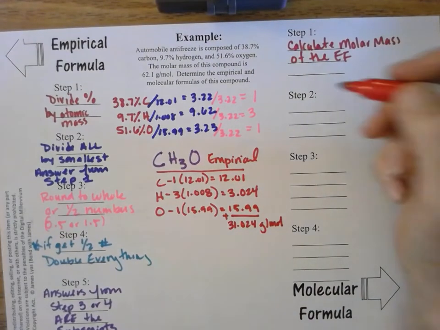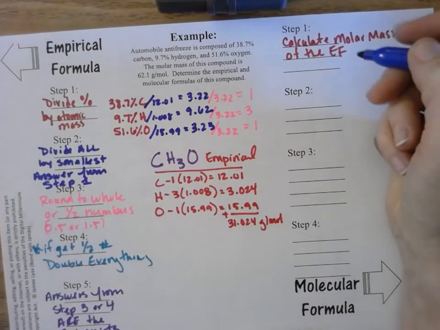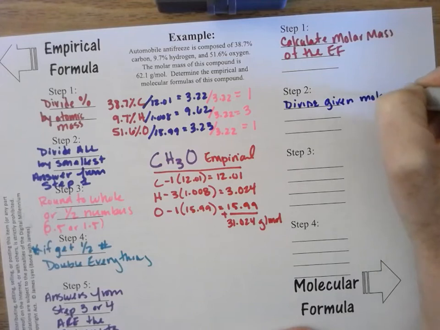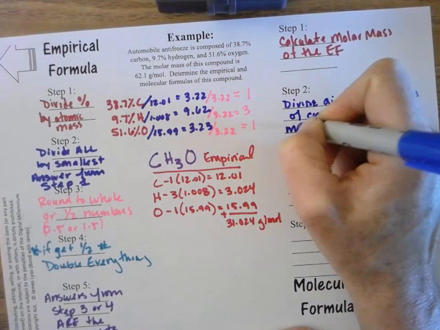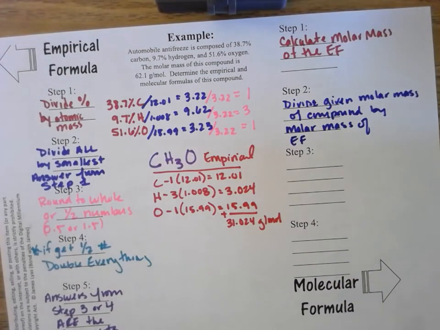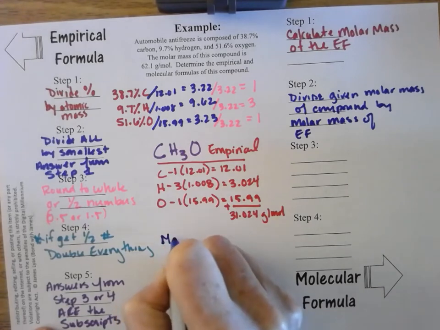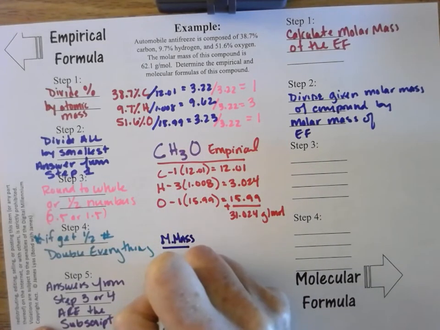Step number 2, we're going to divide the molar mass of the compound by the molar mass of the empirical formula. So we're going to divide the given molar mass of the compound by the molar mass of the empirical formula. Right? So we take the molar mass of the given problem. We're going to take the whole molar mass and divide it by the molar mass of the empirical formula.